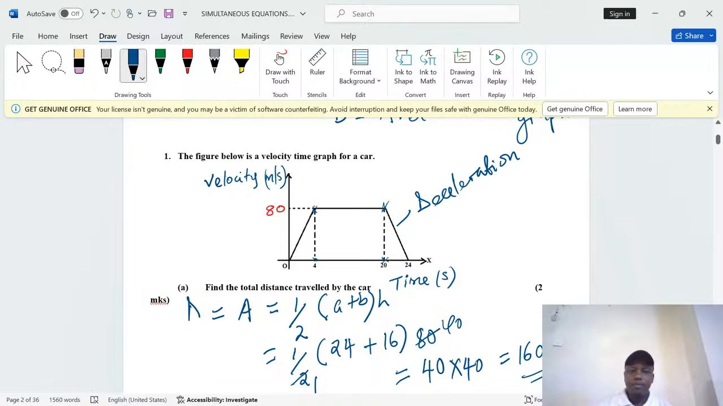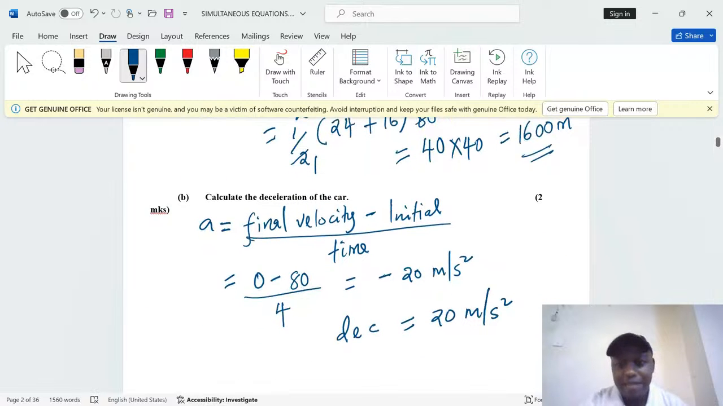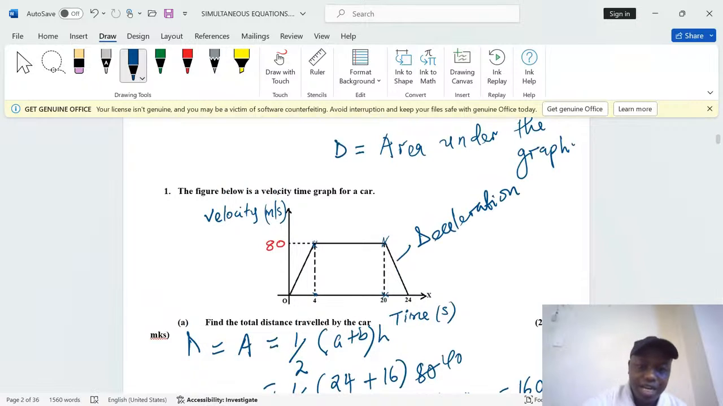Gradient of the curve is going to give us acceleration. If the gradient is negative, like in this case, then the particle is decelerating. But if the gradient, like the gradient of this side, is positive, then the particle is accelerating at that point. We can proceed and look at another question, still about the same.